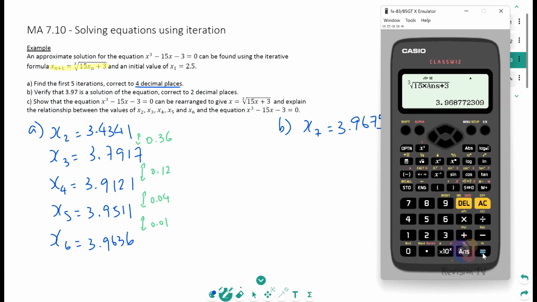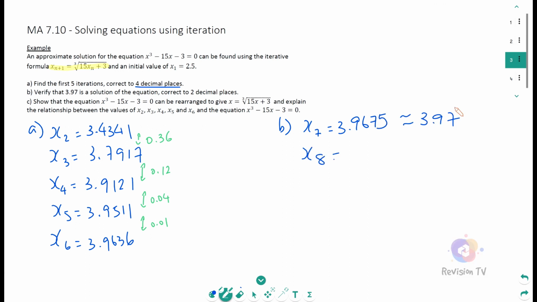Next one, press equals again, 3.9687. Oh, so that rounds to 3.97 as well. So 2 solutions round to 3.97. Therefore, 3.97 is a solution.